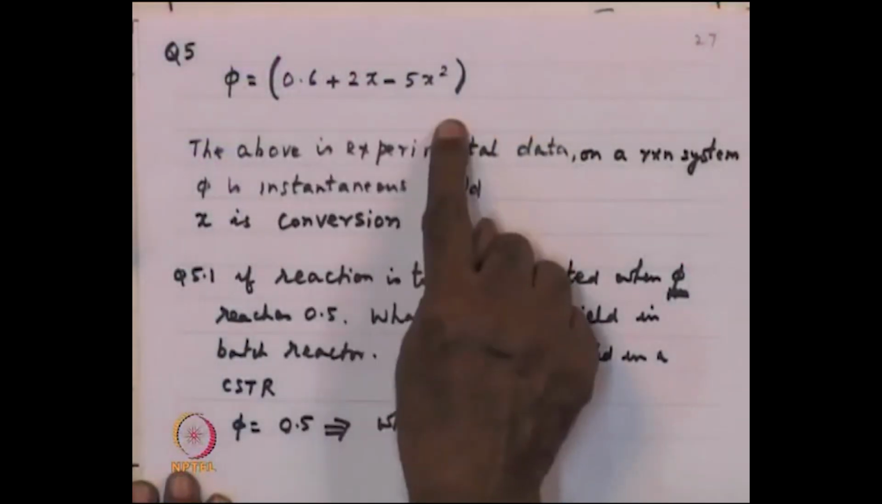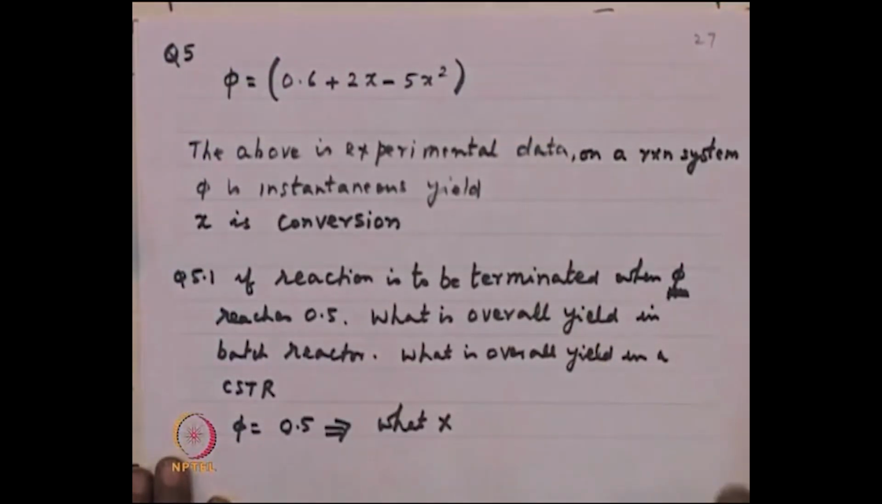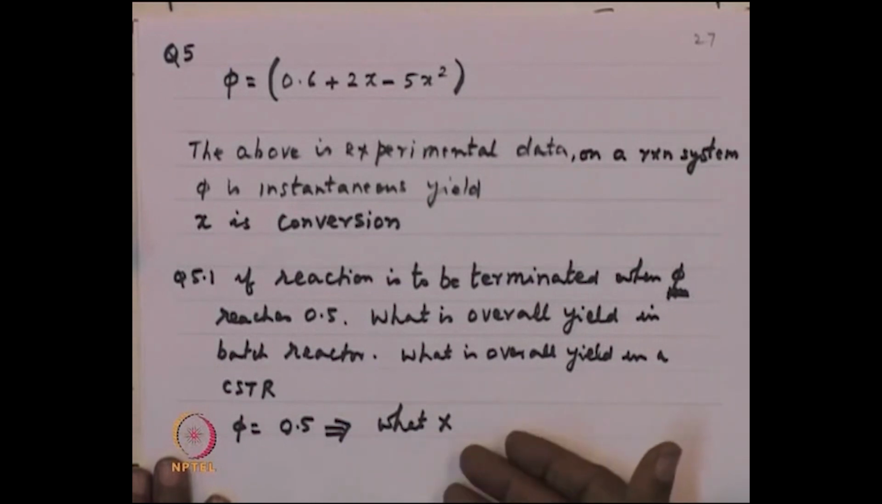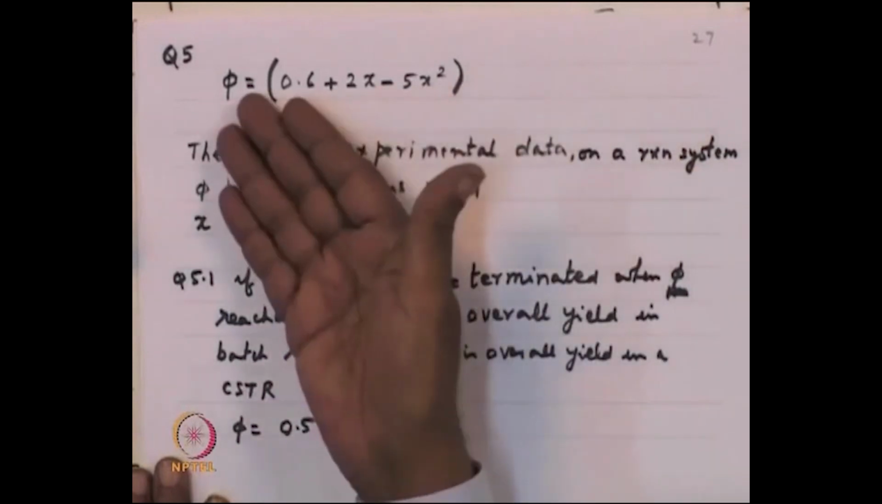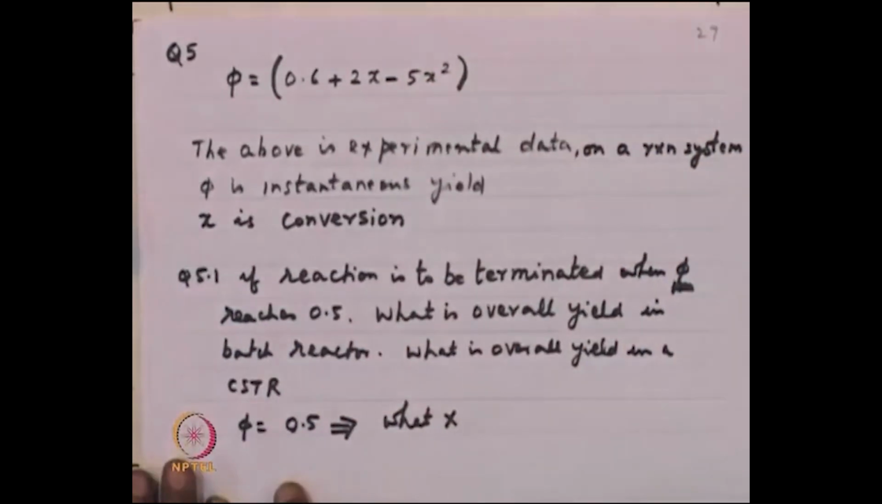What will you get? What is the value of x? How do you find out? We put phi equal to 0.5 in this, and that tells you that we have to stop at x equal to 0.45. Once you put x equal to 0.45, phi becomes 0.5. So, you know the value of x.